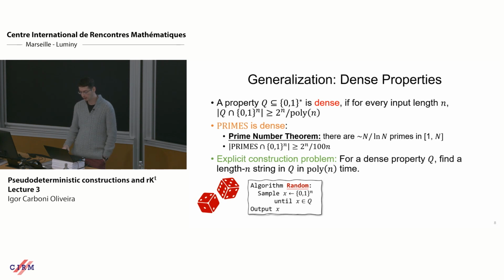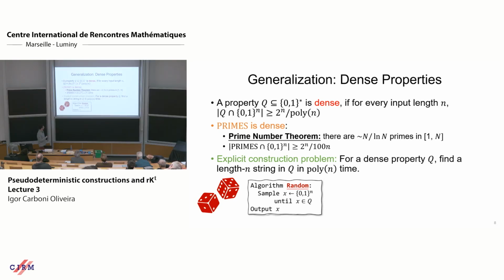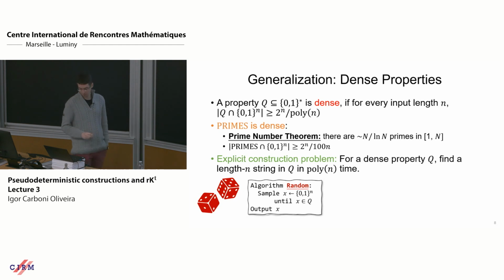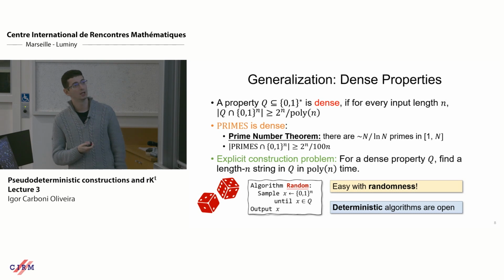And if you could test whether Q holds easily, like Valentin was asking, if you can easily test whether something satisfies Q or not, then you can use the following simple procedure to generate an object satisfying Q. You sample a random n-bit string until you get one that is in Q. Okay? And by the density of Q, we know this procedure will take polynomial time. The expected running time is polynomial. So this is very easy to do with randomness, but ideally we would like to have a deterministic procedure.